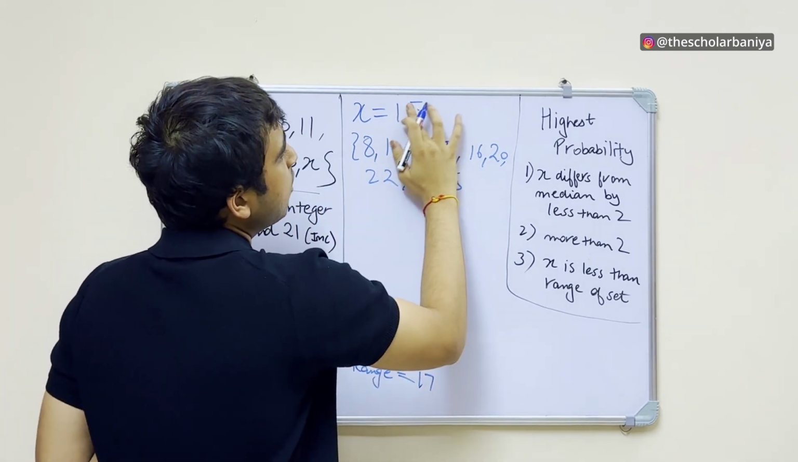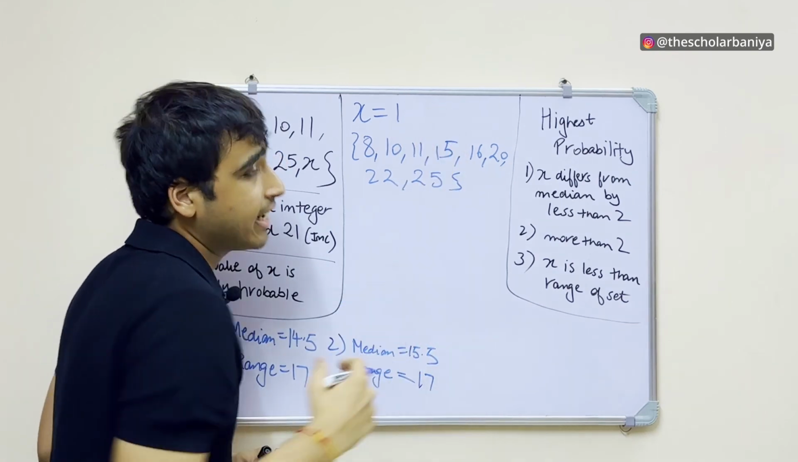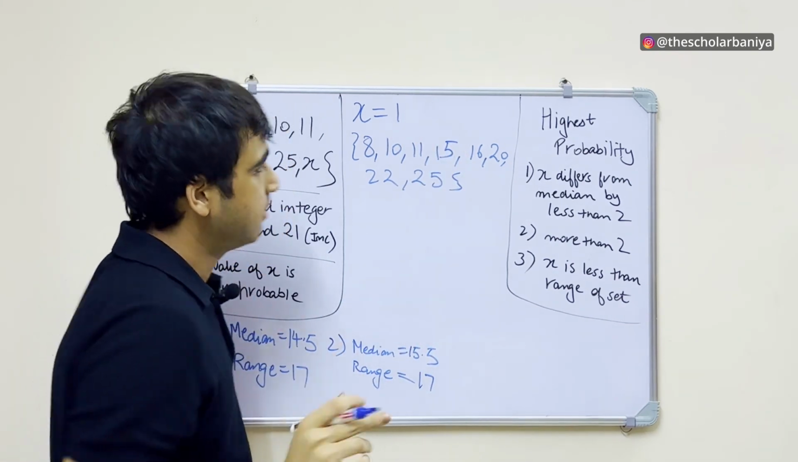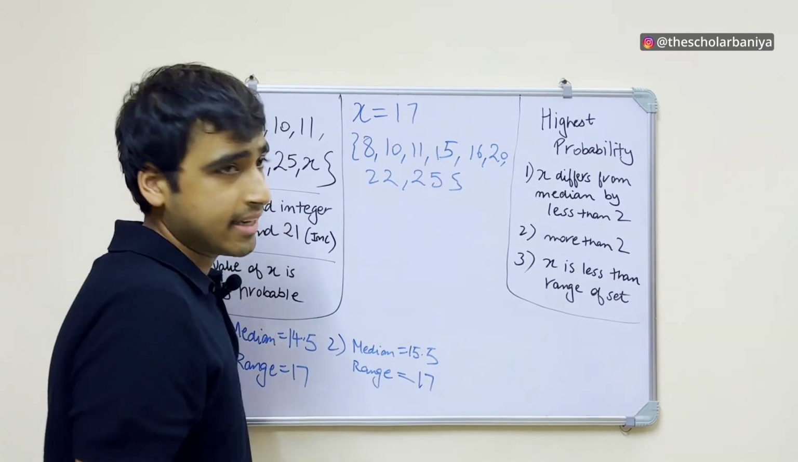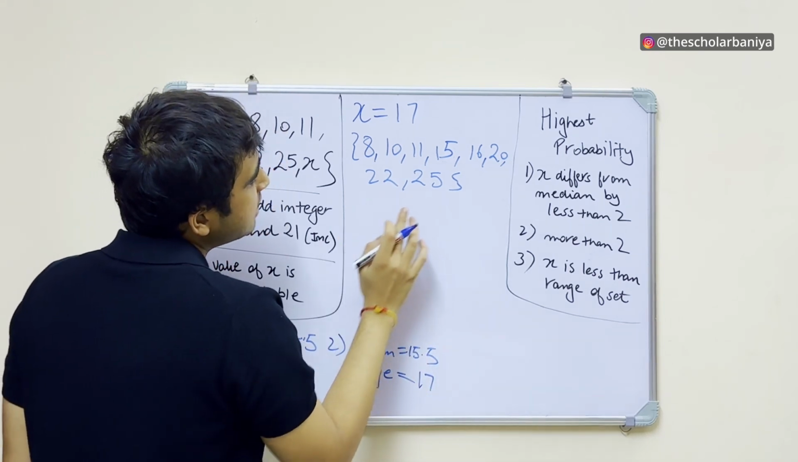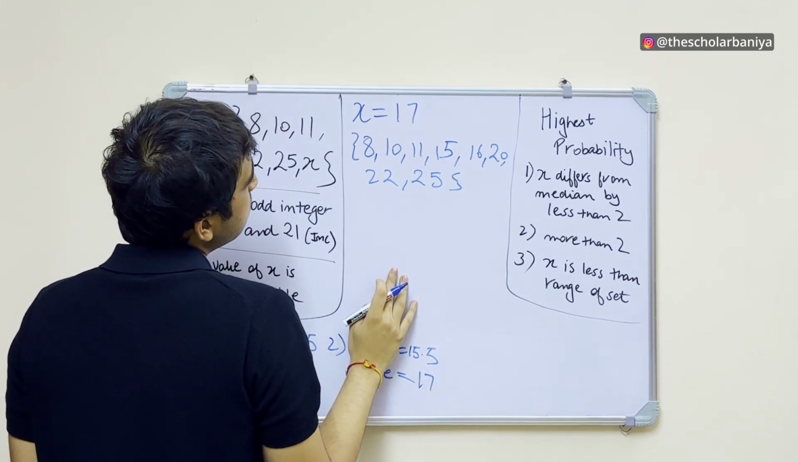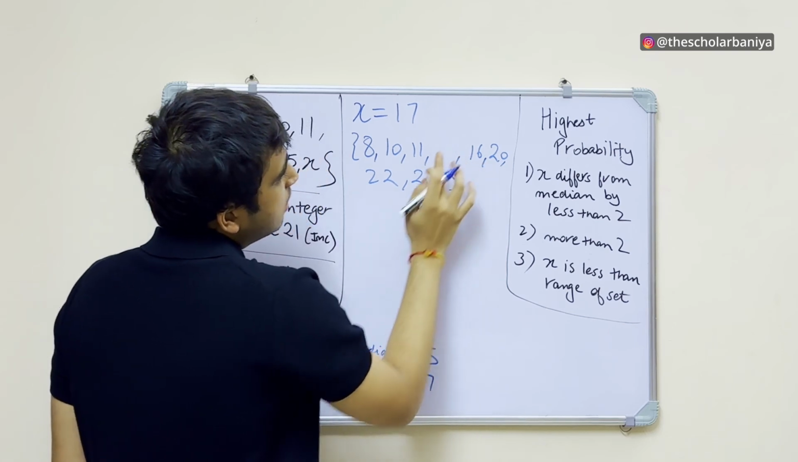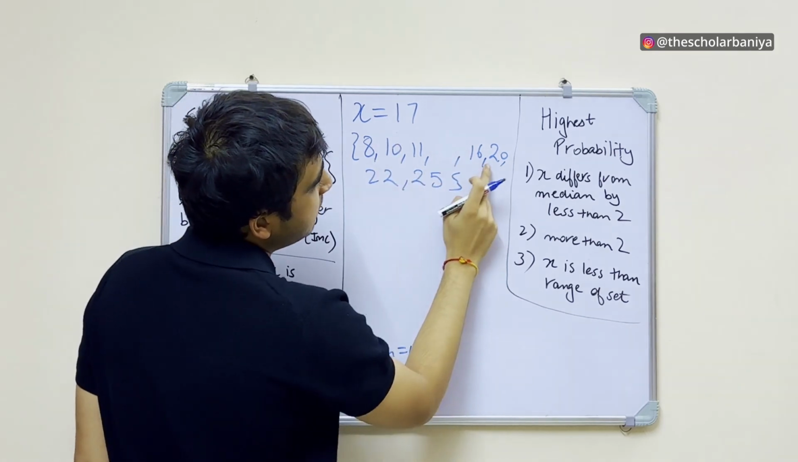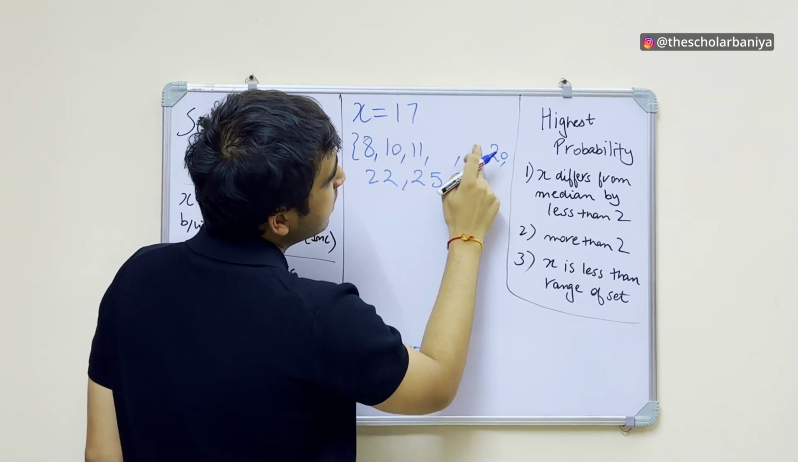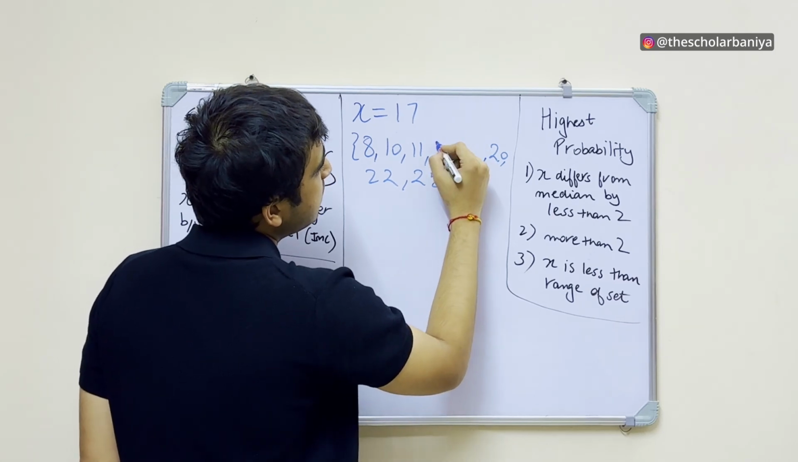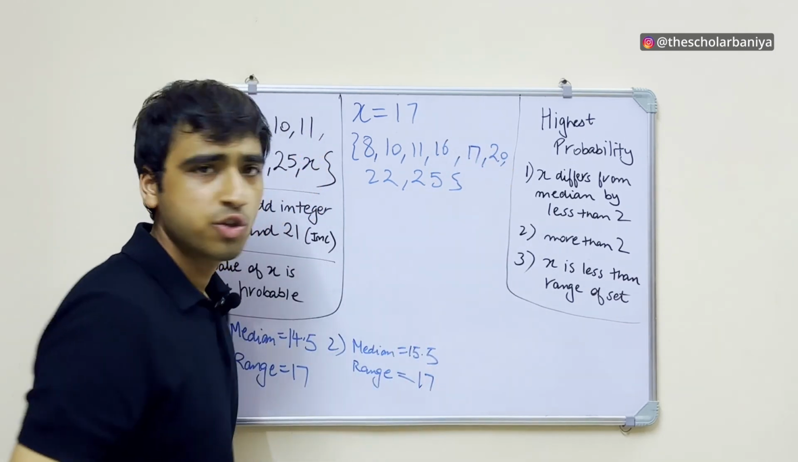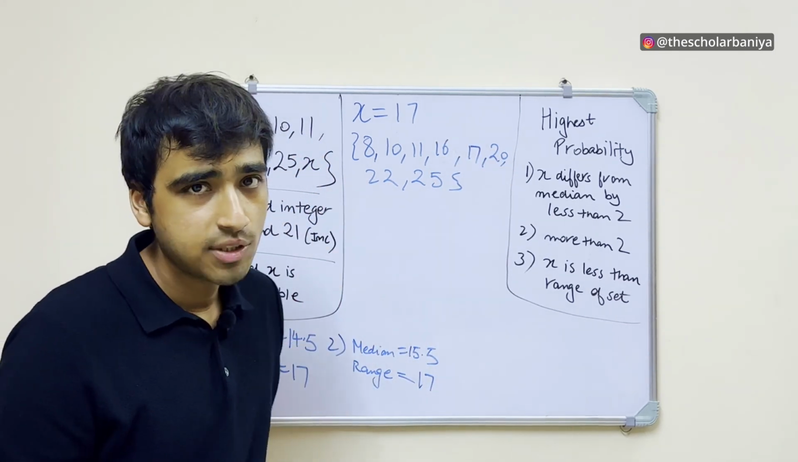Okay. Now let's take the next value of x, which can be 17. So if we look over here, we will remove 15 and insert 17. So 17 will come between 16 and 20. We can write 16 here and then 17. I hope this is fine. So this becomes a new set.